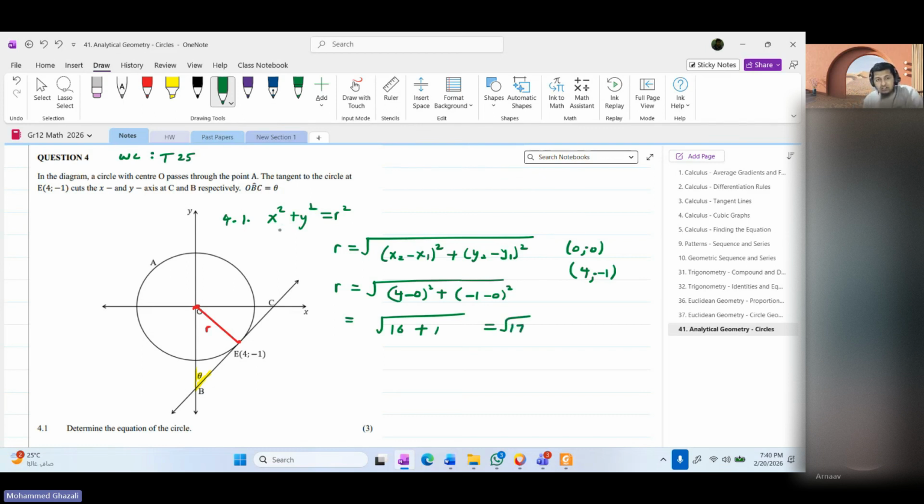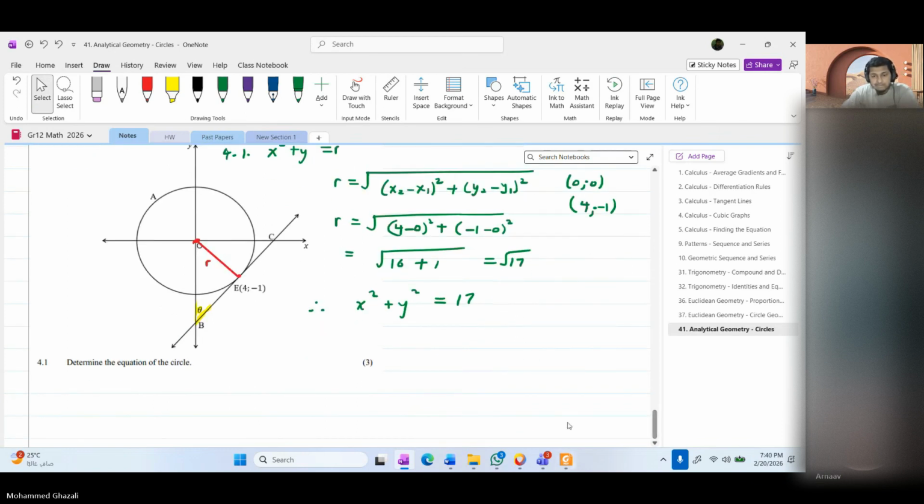Remember what the equation of the circle is. X squared plus y squared is equal to r squared. So x squared plus y squared is equal to square root of 17 squared, which is 17. And that's the center radius form. I hope you guys understood that. Does that make sense, Mishka? You good? Arnav, we good? Yes, sir. All right, excellent, guys.